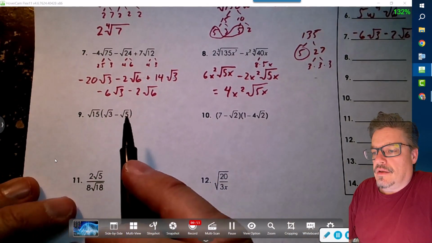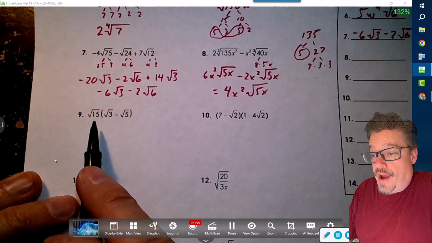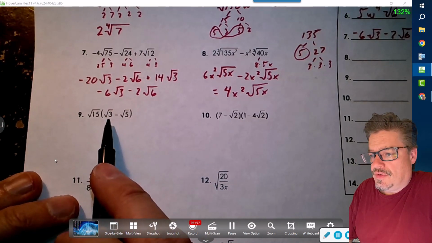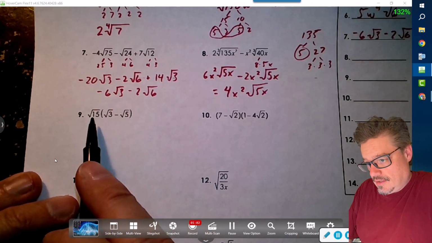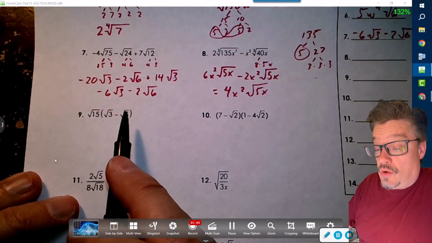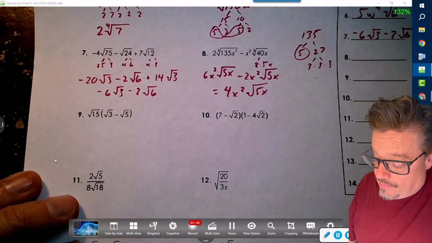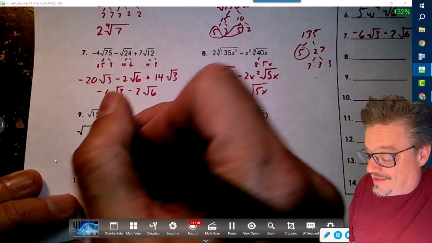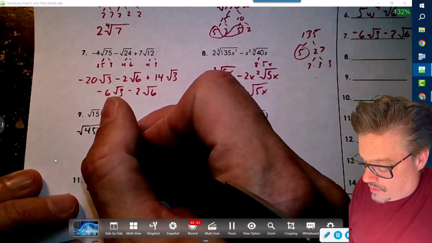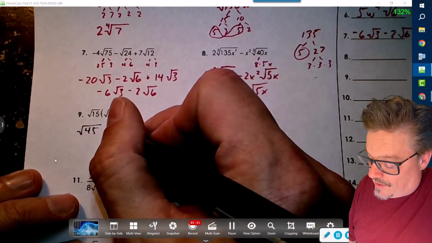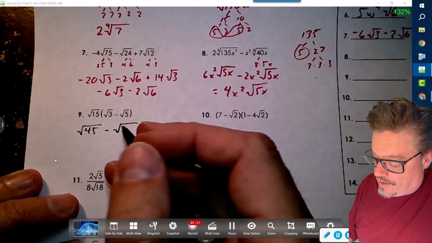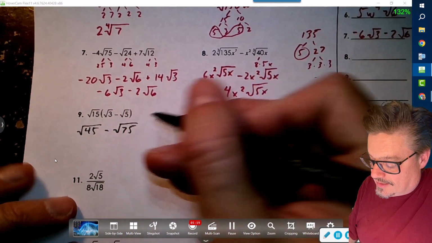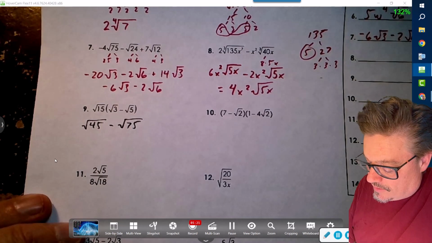So we've got a binomial here with radicals, and we can't combine those two because they have different radicands. But I can multiply the 15 and distribute, and who knows what might happen. I might be able to simplify these so they can combine, which is pretty cool. 15 times 5, that would be 75. Okay, so now let's see what's inside these. I'm going to have to look at their DNA.